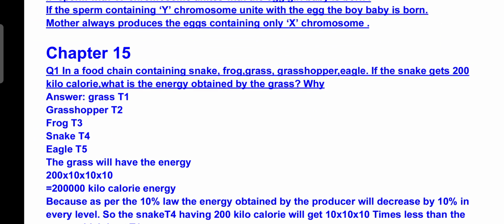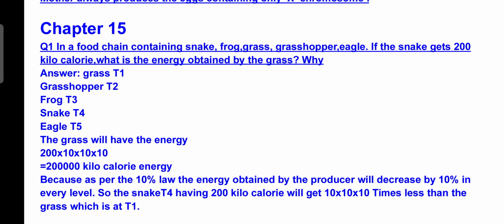Now chapter 15, I have chosen some questions. These are very important. The first question is, in a food chain containing snake, frog, grass, grasshopper, eagle, if the snake gets 200 kilocalorie, what is the energy obtained by the grass? Here, it depends upon the 10% law.